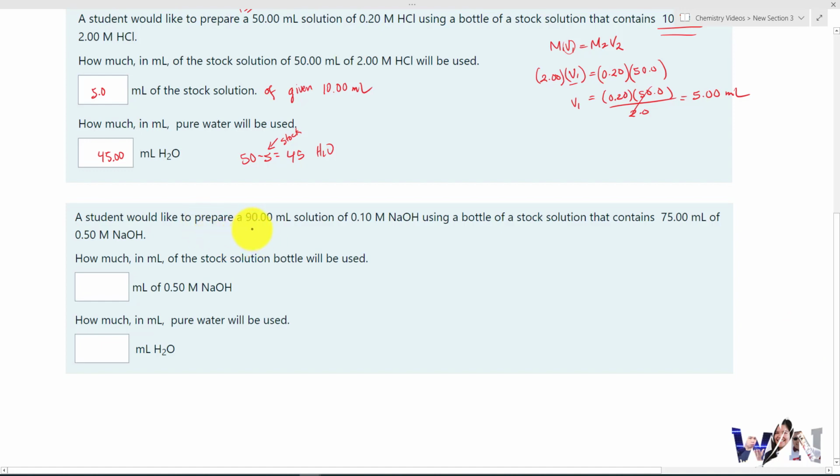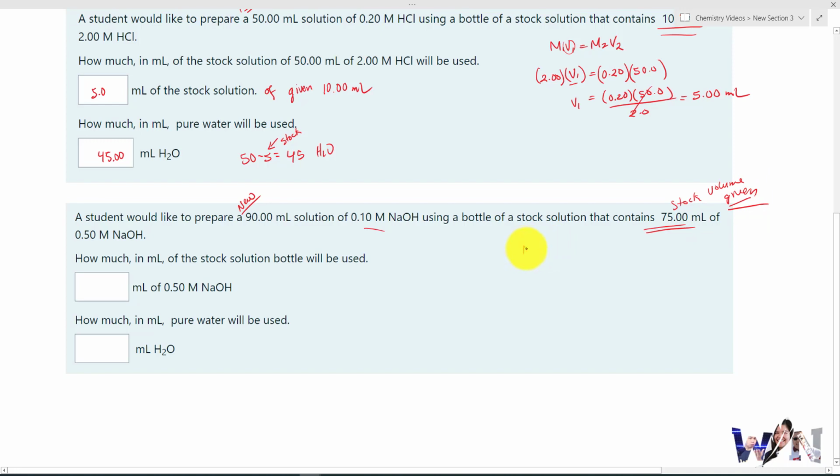Assume we'd like to prepare 90 milliliters of, in this case, a different chemical. So again, this is a new solution, and we are using a bottle of stock solution containing 75 milliliters, that's a lot, of 0.5 molarity NaOH. And again, we're not going to use all of them. We only use some of it. So keep that in mind. This is your stock solution, or volume given in a bottle.